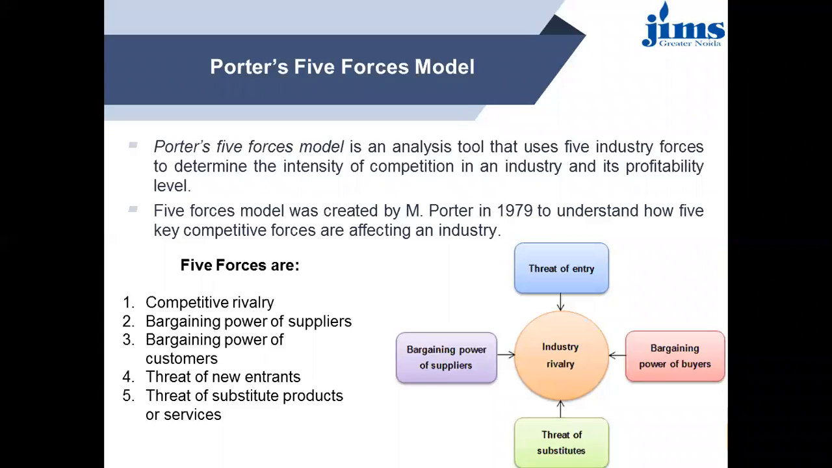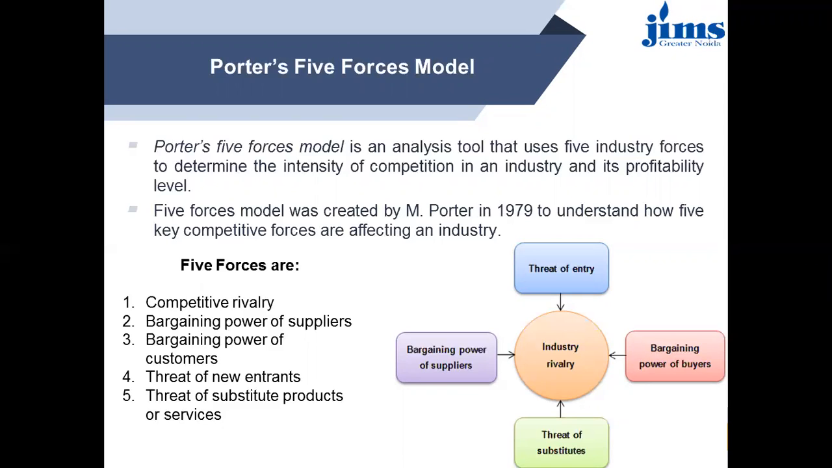So the main objective of Porter's 5 forces model is that when you are in a market, what type of forces you face if you are a customer, if you are a merchant or a shopkeeper, or if you are a new entrant or a newcomer in a business, what type of competition, forces and rivalries you will face during your business. So this is all about Porter's 5 forces model.